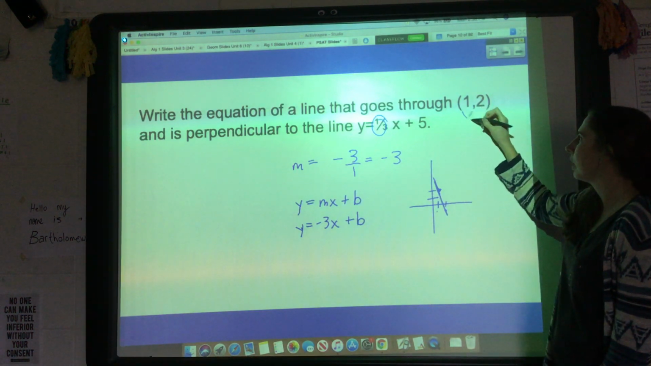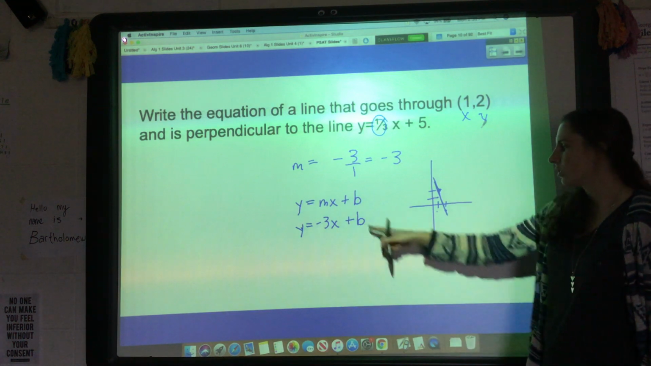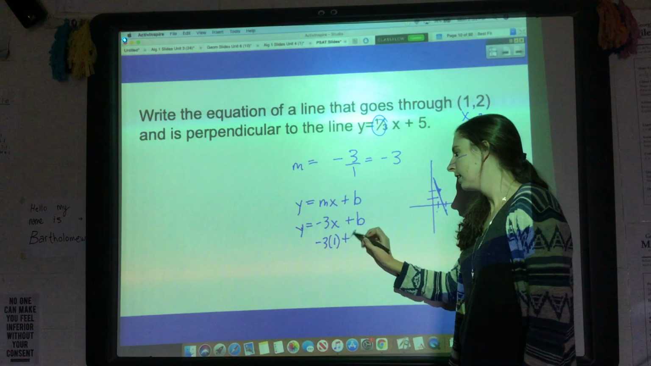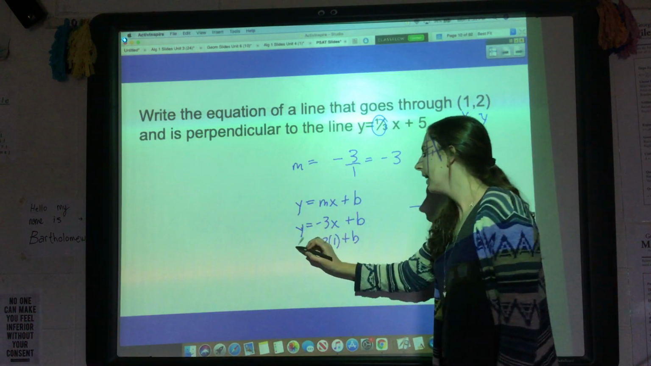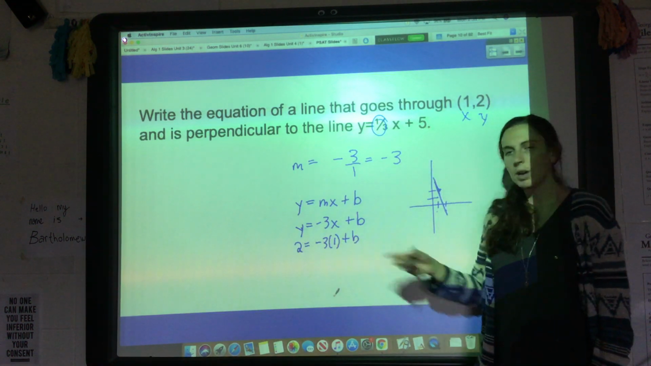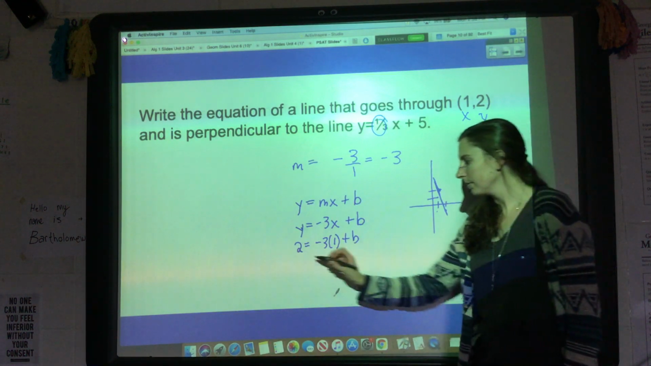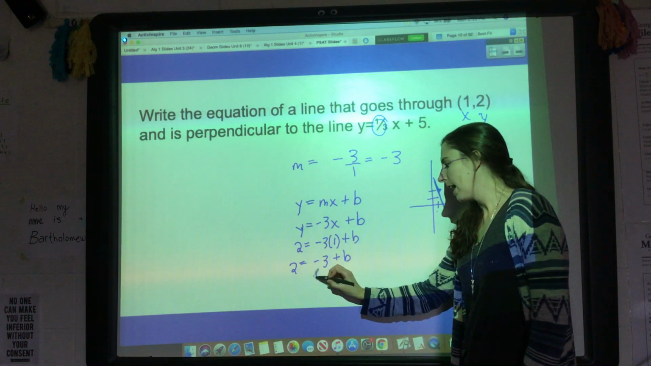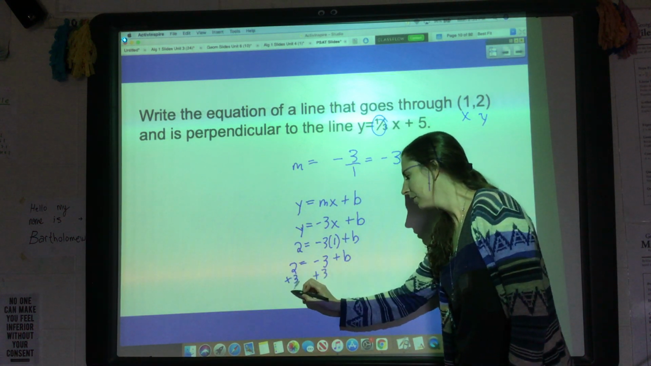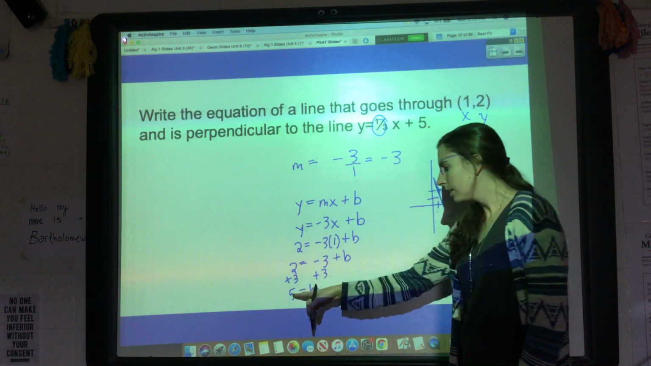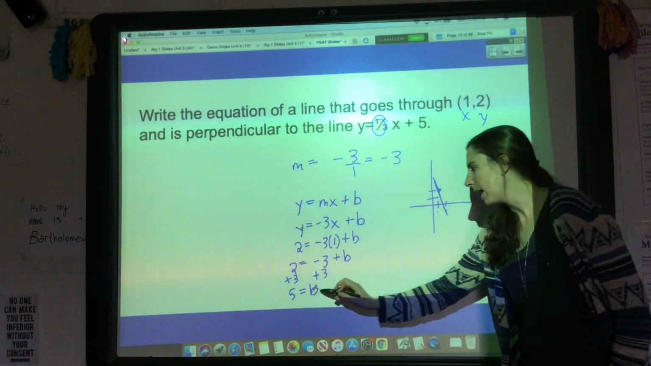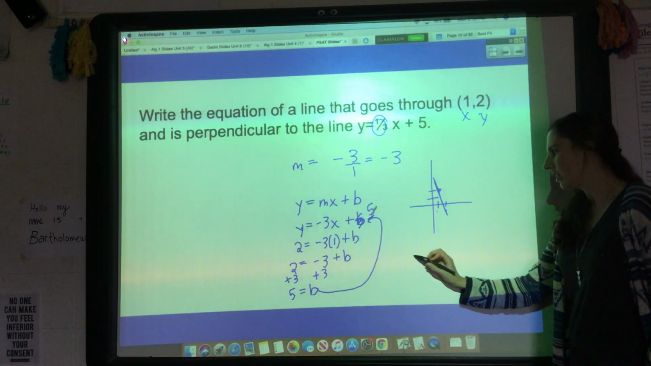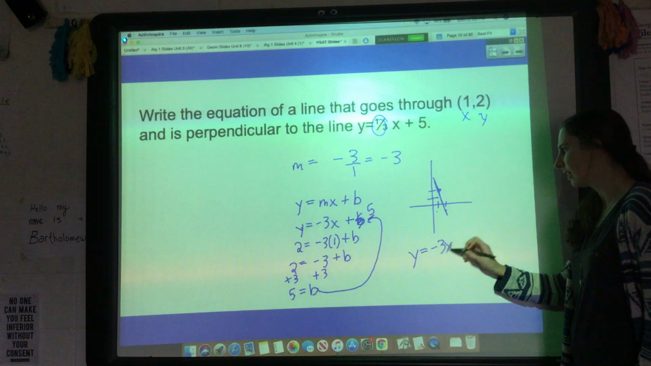So if I put in 1 for x and 2 for y, I can solve for b. So put in 1 for x and put in 2 for y, and now all that's missing is the y-intercept, and I can solve for it. So that's going to be negative 3 plus b, and then I'll add 3 to both sides and get 5. So that is my y-intercept. So now go back up to here, and instead of b, put in a 5. So that's my final equation, y equals negative 3x plus 5.